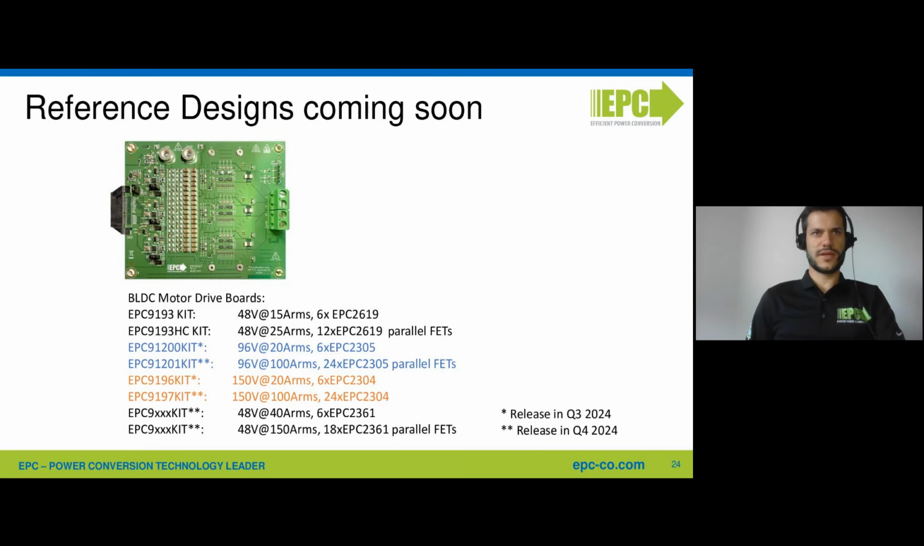And then later in the future, there will also be boards that feature the EPC 2361 device, which is the same QFN device that you saw before in the boards that I showed you before, but this is less resistive than its big brother, the 2302, because the 2302 had a typical resistance of 1.4 milliohms, while this is a 1.0 milliohm device.